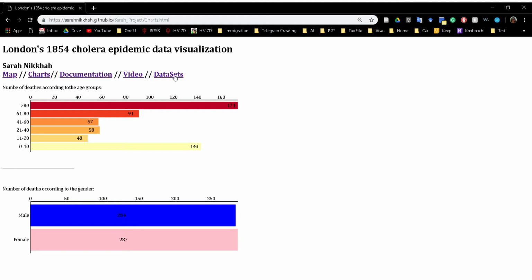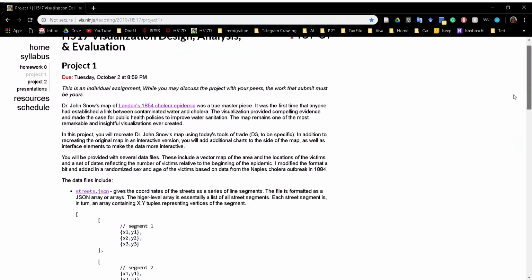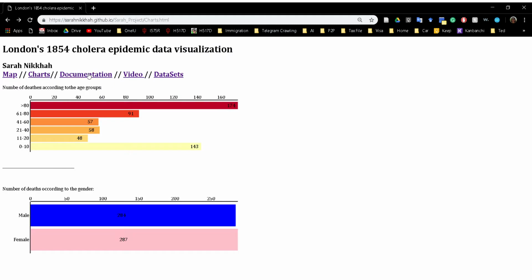You can find the data set for this project at this address. You can find the project description here too, and you can look at my documentation at this location.